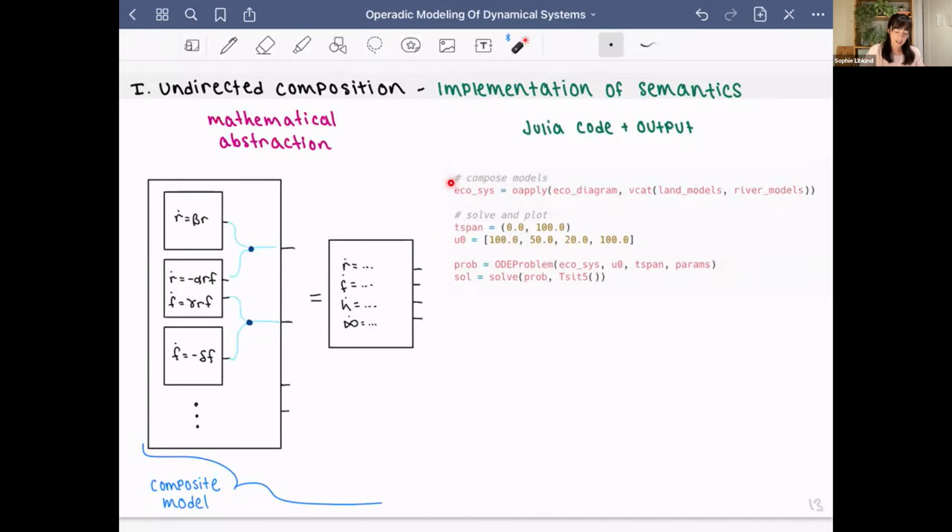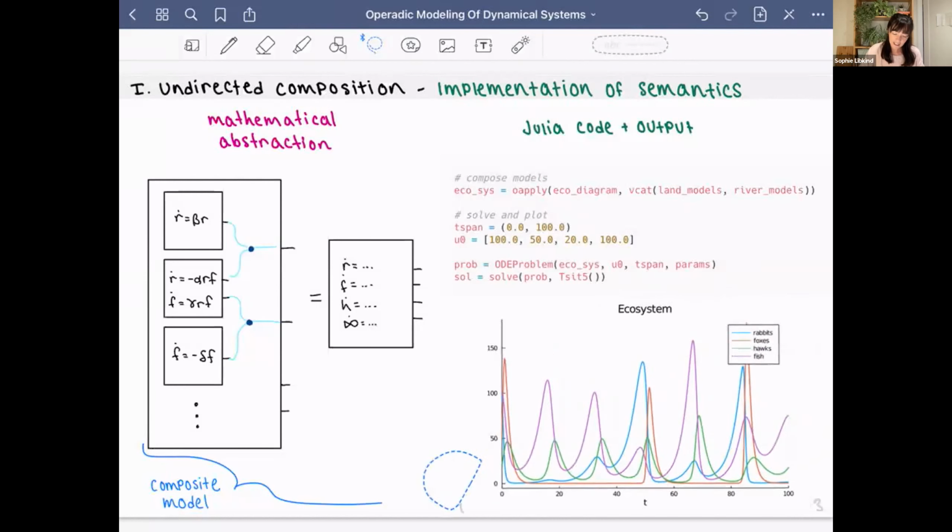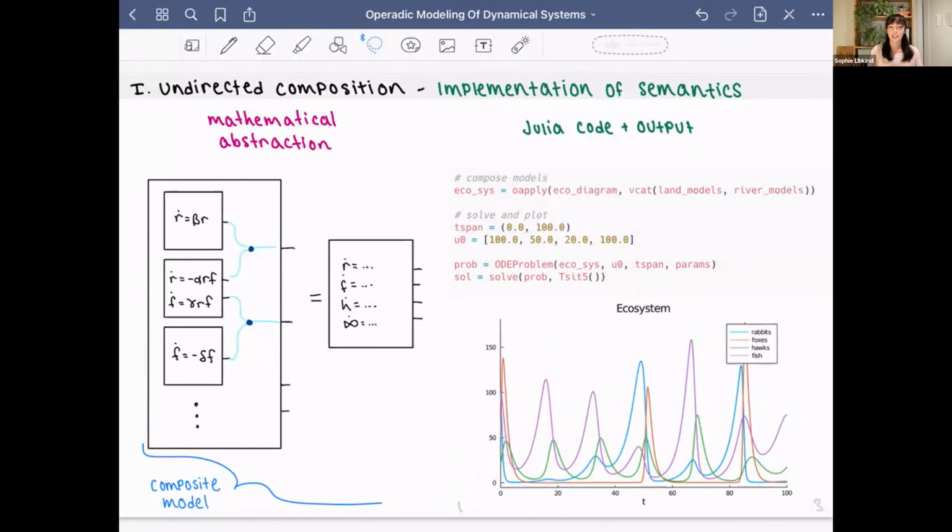And that gives us a single model ecosystem, which now we can run through the DifferentialEquations.jl library, solve it and plot our results. So starting with 100 rabbits, 50 foxes, 20 hawks, and 100 fish, and running it for 10 time steps, let's see, we get this plot, and we see this oscillating behavior between the different species.